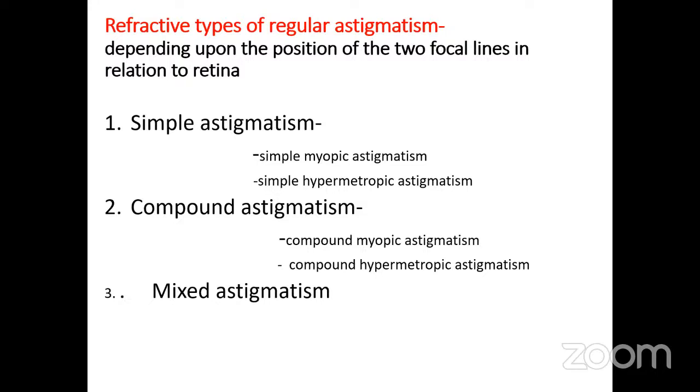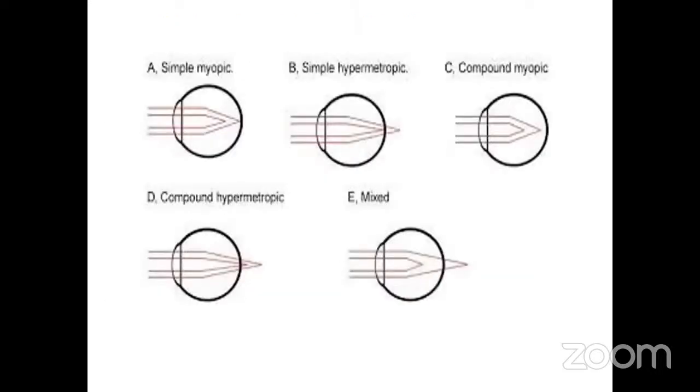Now, types of regular astigmatism. First is simple astigmatism. There are two focal lines. If one focal line converges on the retina and the other converges in front of or behind the retina, that is known as simple astigmatism. If the other focal line converges in front of the retina, that is simple myopic astigmatism, and if it converges behind the retina, that is simple hypermetropic astigmatism. An example of simple myopic astigmatism is -2 diopter at 90° or 180°.